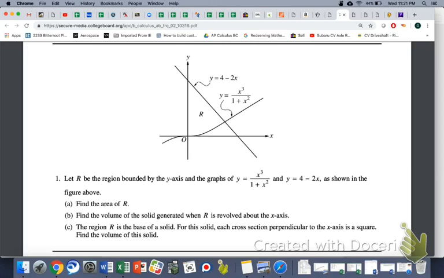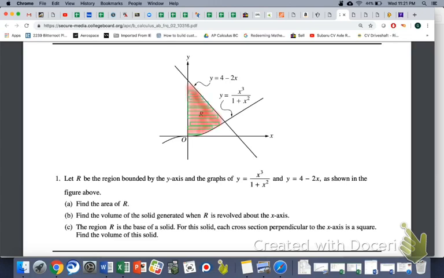All right, so part A says find the area of R, and fairly clear, I think, that region R is this red region here that I'm shading in. We're supposed to find the area of that. Okay, so it's the area between two curves, and we have some options here. We could use horizontal representative rectangles, like so. And these would work fine.